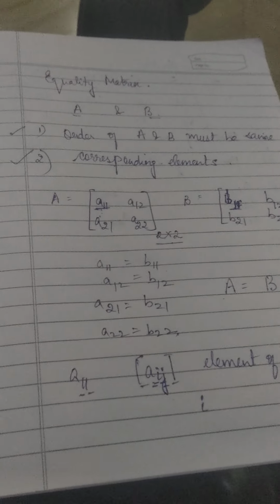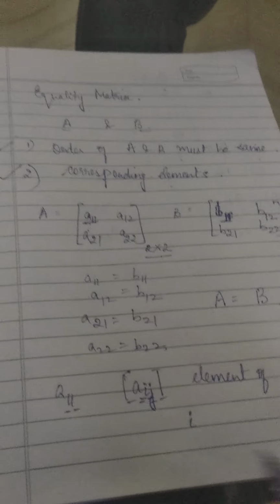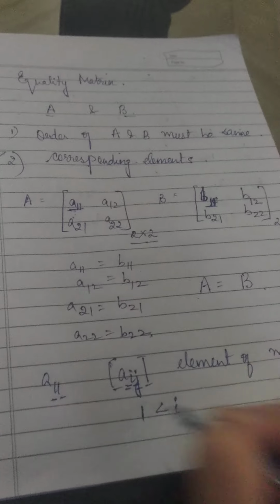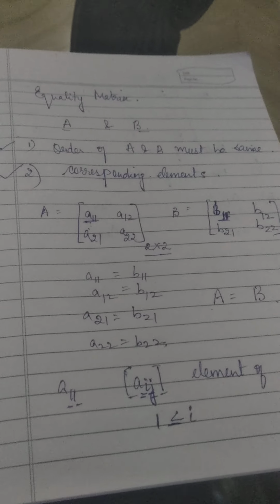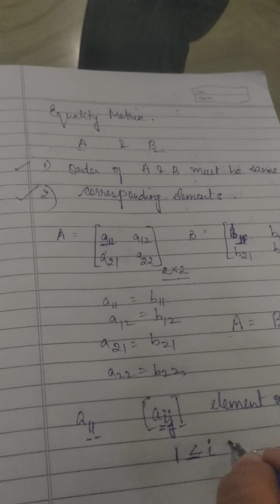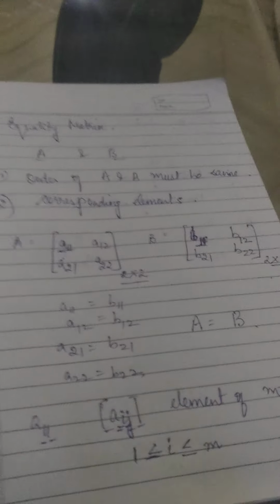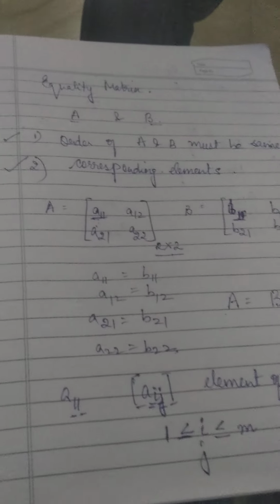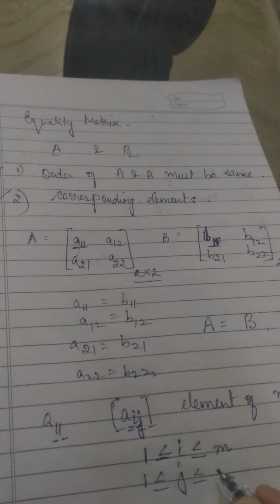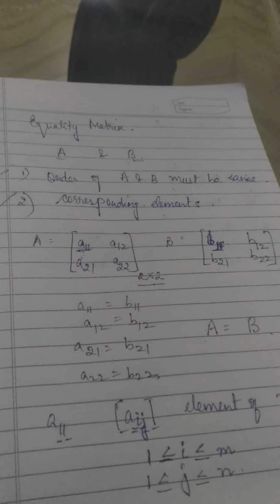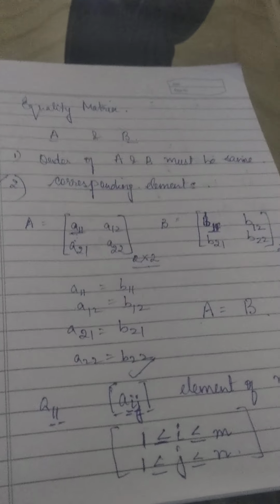So the value that i can take will depend upon its position. That is, i will be greater than or equal to 1 and less than or equal to m, that is, the number of rows. Likewise, j will represent the position of the column. So its value must be greater than or equal to 1 but less than or equal to n. So this particular thing represents the position of the elements of a matrix.